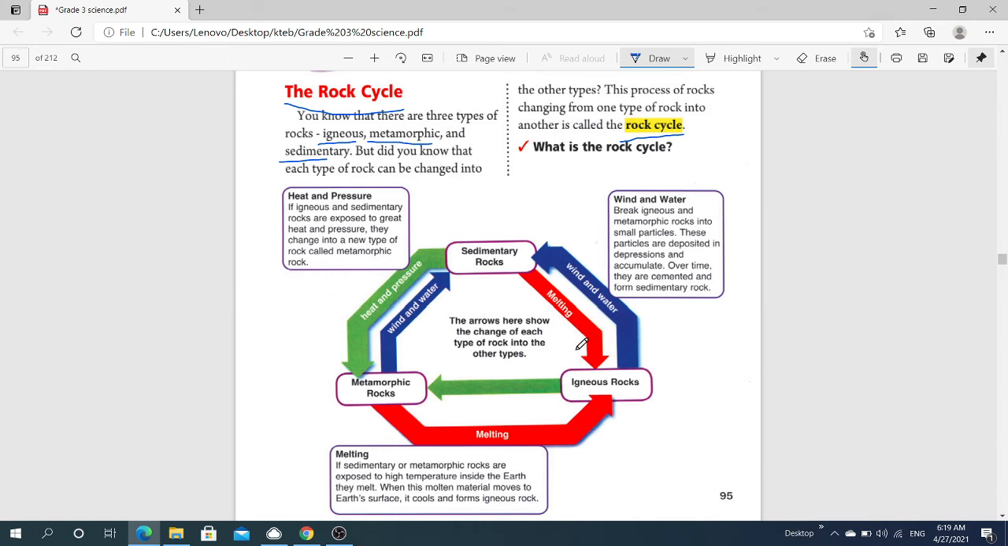Okay, dear students, what is the rock cycle? This process of rock changing from one type of rock into another is called what? Called the rock cycle. Okay, draw this picture. This is homework. Draw this cycle in your notebook, okay? And write down the names. This one and this one and this one, just like this picture. Draw in your notebook and write down the names.